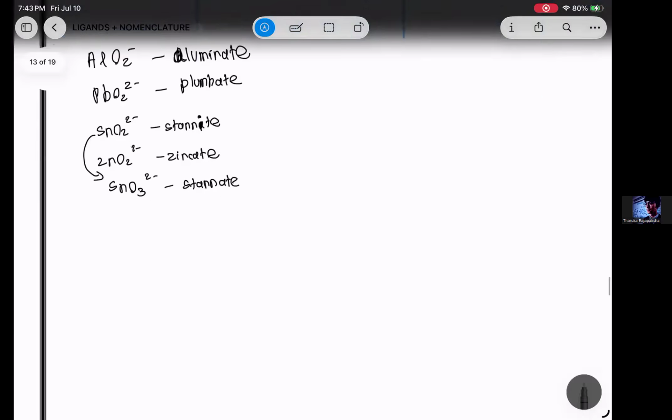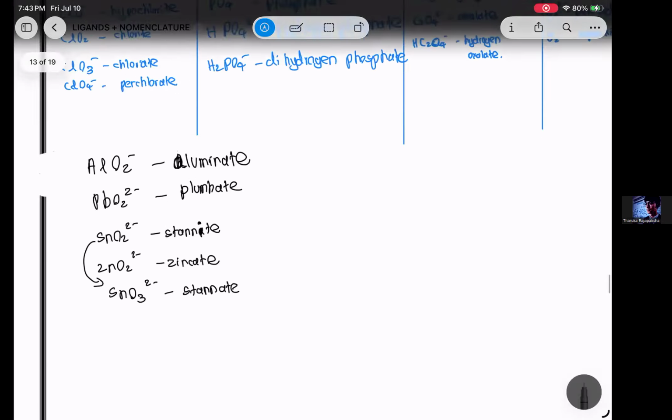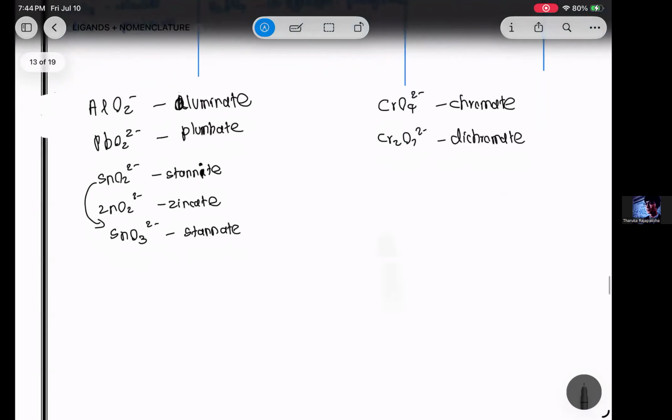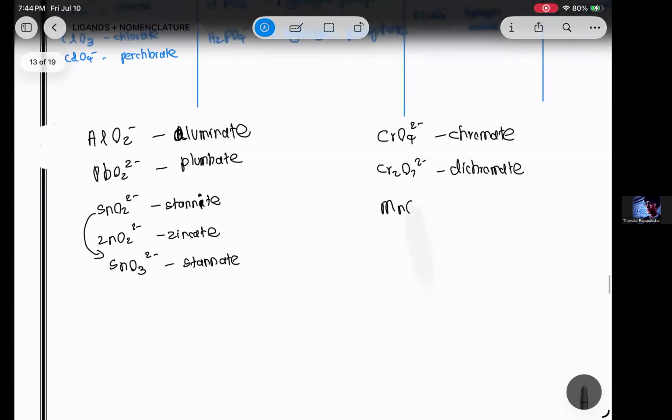So write this. There are four more to write. Chromate, you also have to write chromate. Cr2O7 2 minus, dichromate. Now these are things which you see in your A-level syllabus. There are more to write, but we don't write them. MnO4 minus, permanganate. And then MnO4 2 minus, manganate. That's all, don't worry.